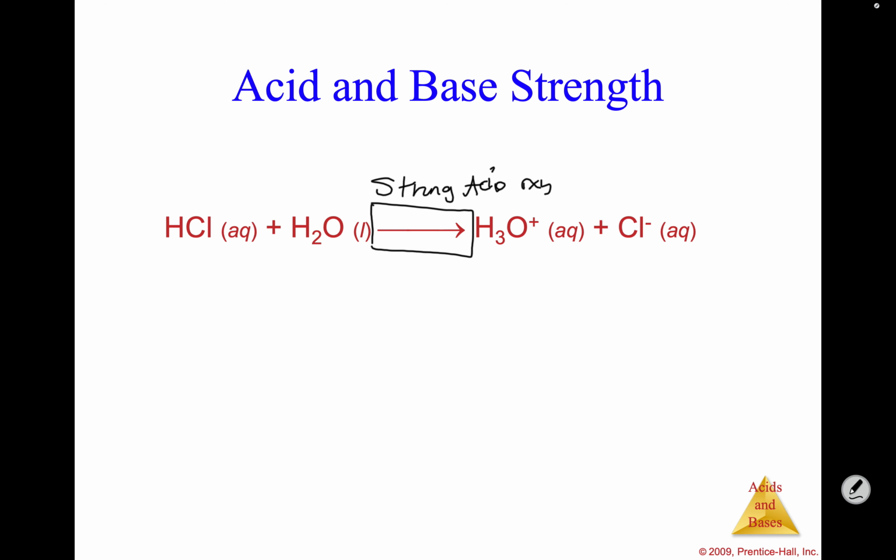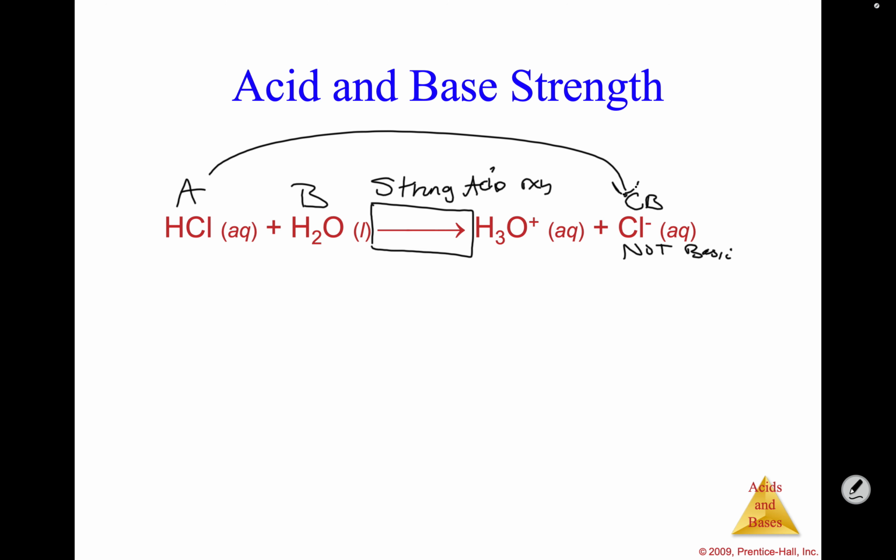Is chloride basic? No. I could still say this is my acid and my base. So what would this be called? A conjugate base, but is it basic? No. So just because we call it a conjugate base doesn't mean it acts as a base. So why is Cl negative not basic when forming? Because HCl is a strong acid.